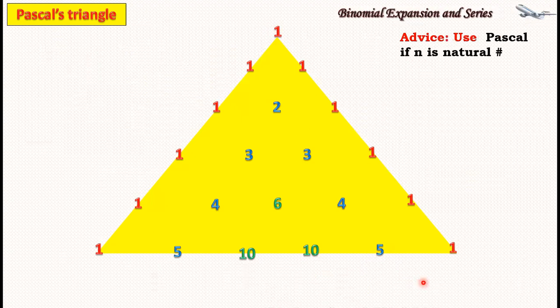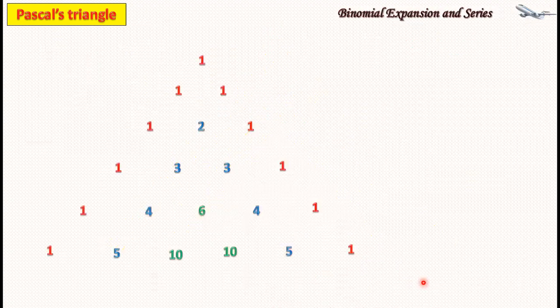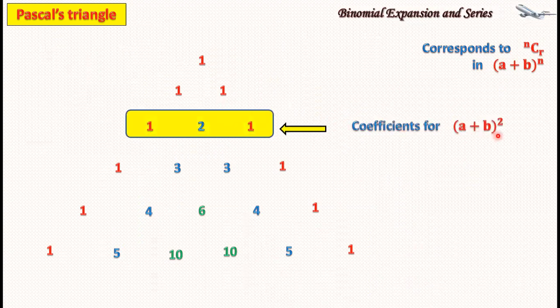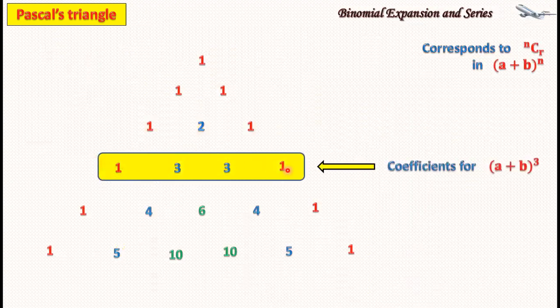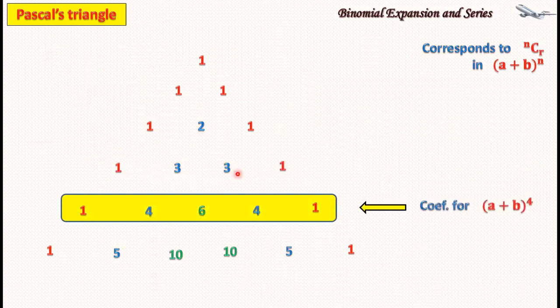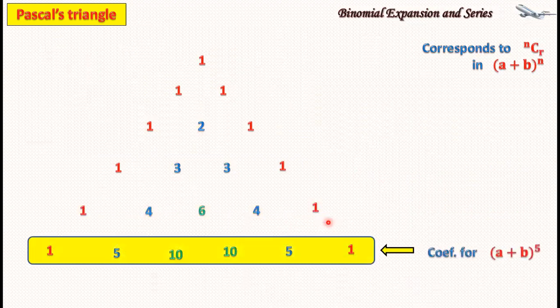So the advice is that we use the Pascal's triangle if n is a natural number. Let us look at an example here. In correspondence, n combination r is in the triangle. So in this first part, if you have (a + b)^2, these are going to be the coefficients when you expand. If you have (a + b)^3, this gives us the coefficients of the terms that we are going to have. Then, if we have (a + b)^4, these are the coefficients we are going to have. And of course, (a + b)^5, and it continues to (a + b)^6, (a + b)^7, and so on.